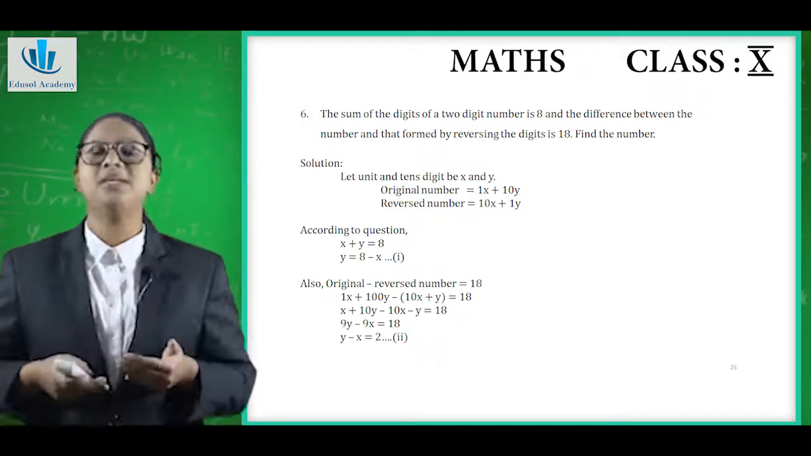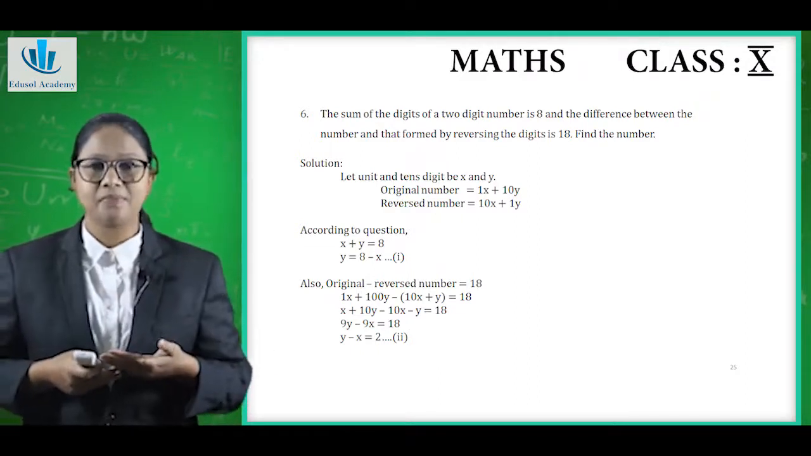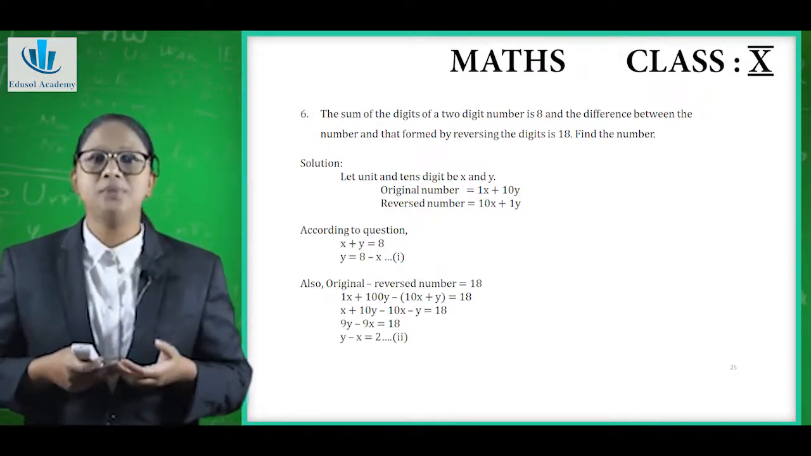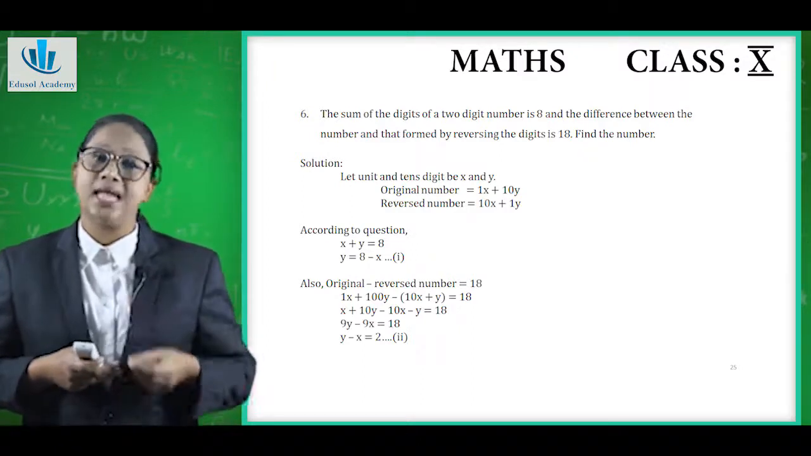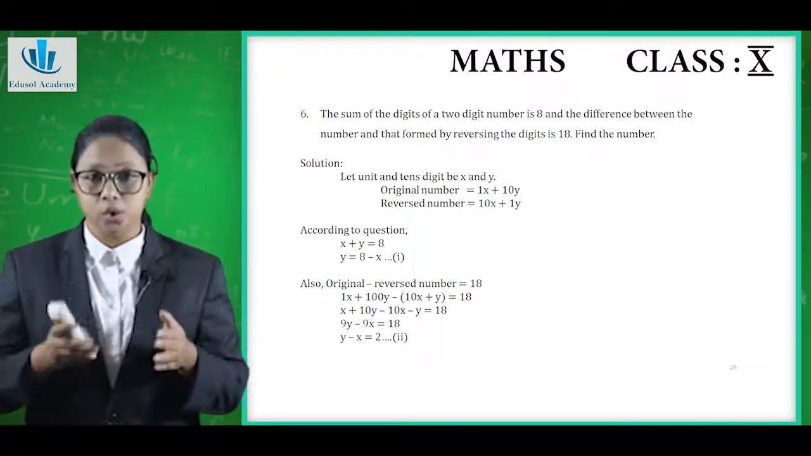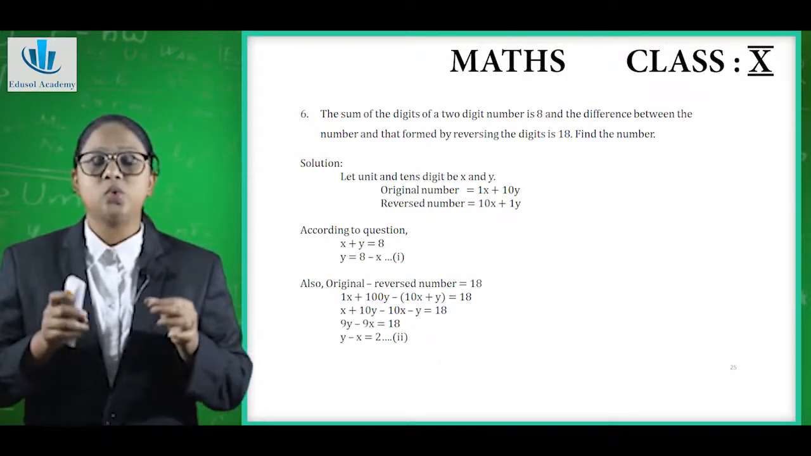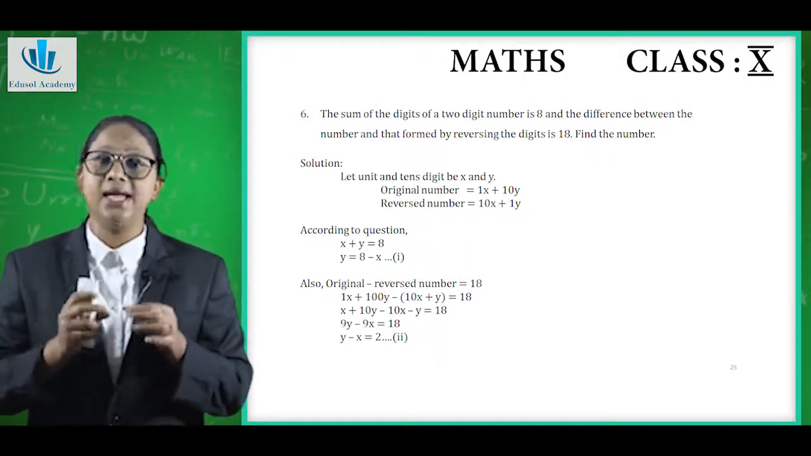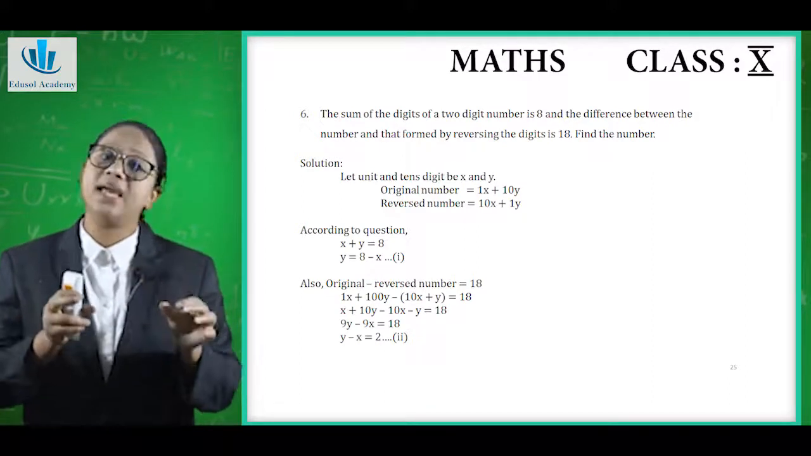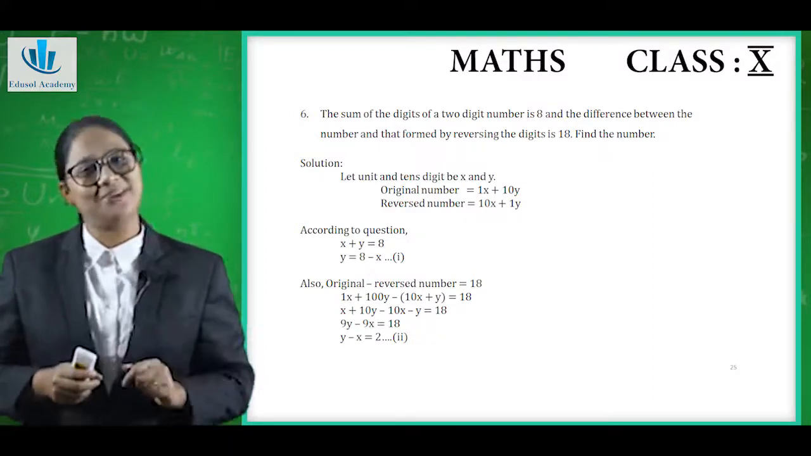So we have completed our assumptions part. Now, according to the question, the sum of the digits is 8. So, digits are x and y alone. In the number 49, the digits are 4 and 9. So, the sum of the digits is 8, and we can write x plus y is equal to 8. That will be our first equation.